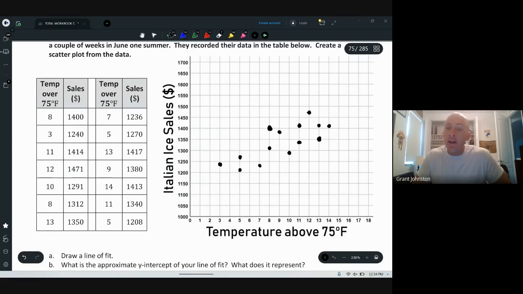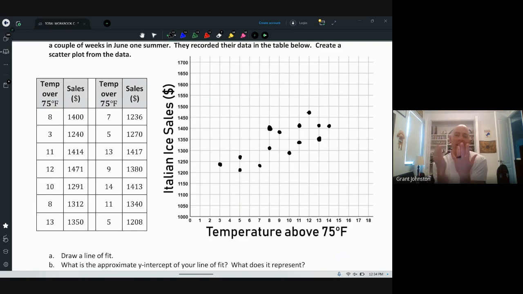It says draw a line of fit. So a line of fit. Now, you might have heard a line of best fit. You're just trying to draw a line that trends with the data. So if you look at the data, it looks like it's slanting upward. So I want a straight line that cuts the data in half. It looks like a positive slope, with a kind of equal amount above and below. That's what I want to do here.